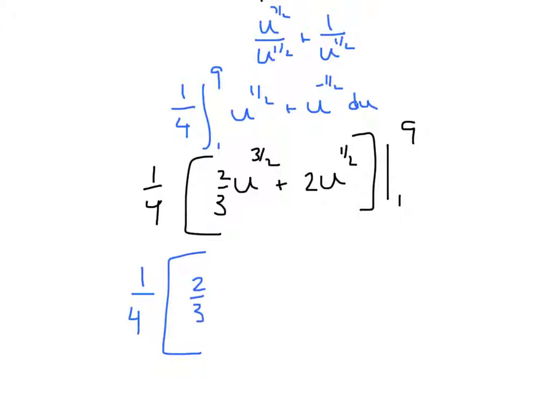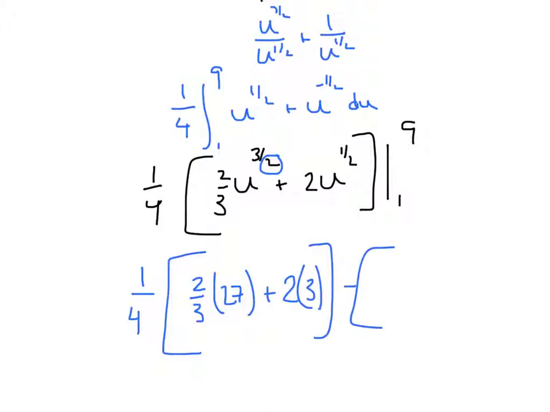Carefully plug this 9 in. So I've got 2/3. The square root of 9 is 3. 3 cubed is 27. Plus 2 times the square root of 9 is 3. I have all that minus, if I plug a 1 in, it's just 2/3 plus 2, which I'm going to call 6/3.